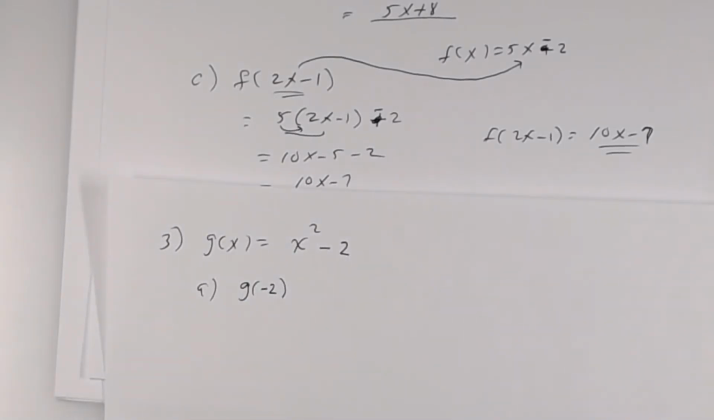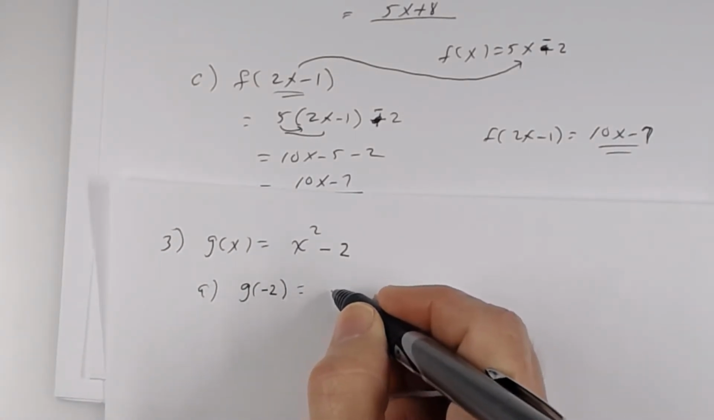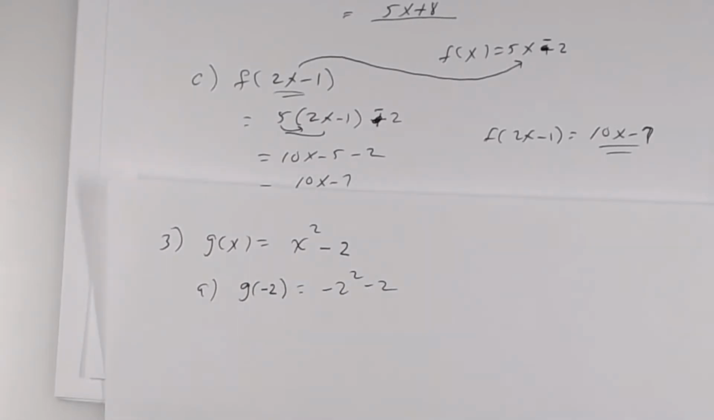Now I'm evaluating at a number, so my answer better be a numerical expression, right? So what does that mean to find g of negative 2? Plug in negative 2 for x, okay? And so I get, now remember how some of you write this. Is that correct how to write this? No.